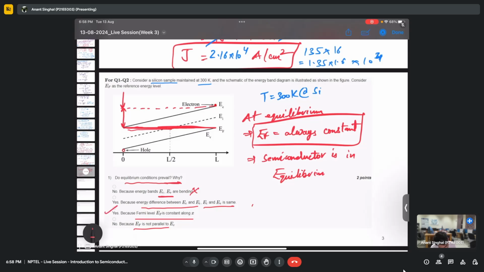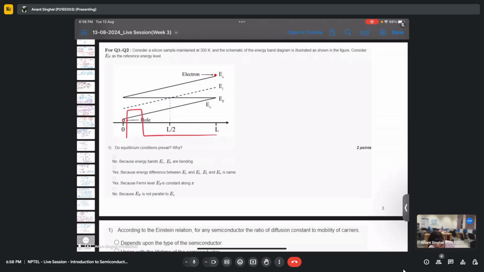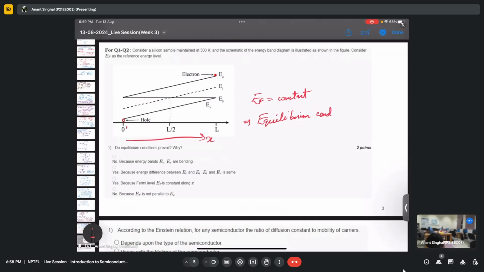So option C will be correct. It will be in equilibrium because the Fermi level EF is constant along the given position. Along X we have EF as constant, which implies the equilibrium condition. So option C is correct.